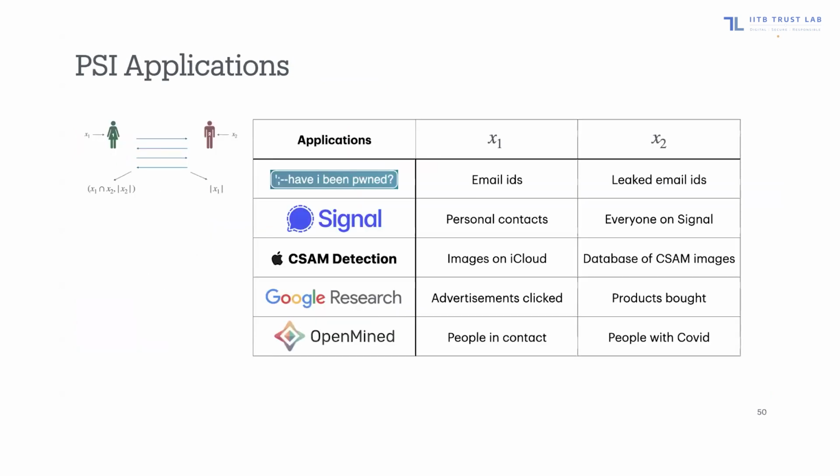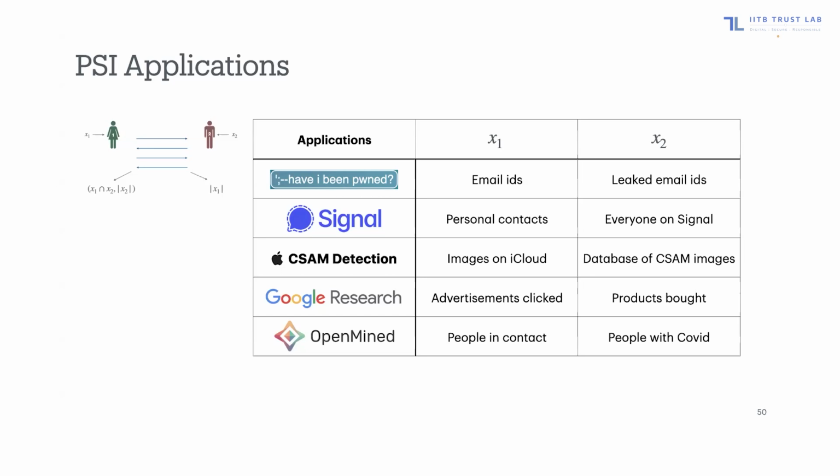PSI has seen a lot of applications. Have I Been Pwned is a service where users can check whether their email IDs were leaked in a previous security breach. Here, the user, acting as party one, will have a set of email IDs, and x2 would be the set of email IDs present with the Have I Been Pwned service. Signal is a popular text messaging app, and it uses PSI for its private contact discovery to find out who among the contacts of a user are also already on Signal.